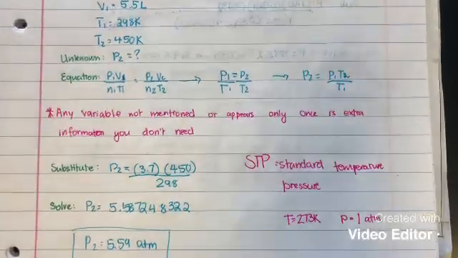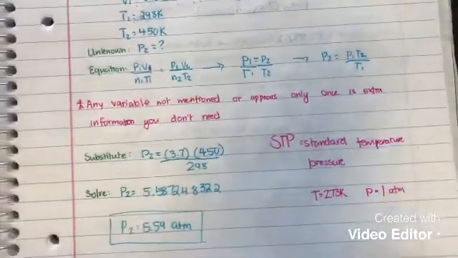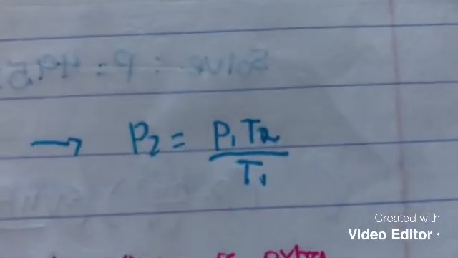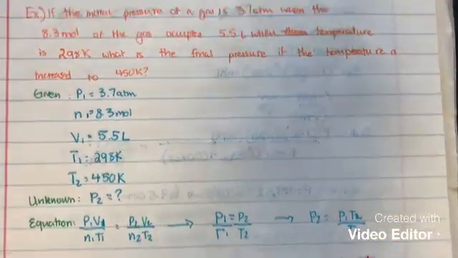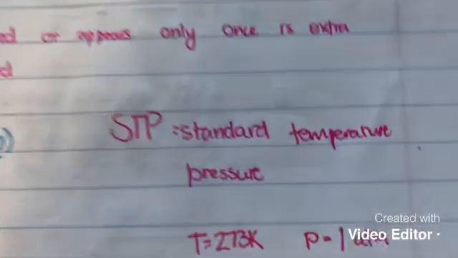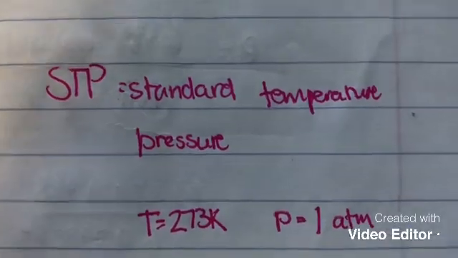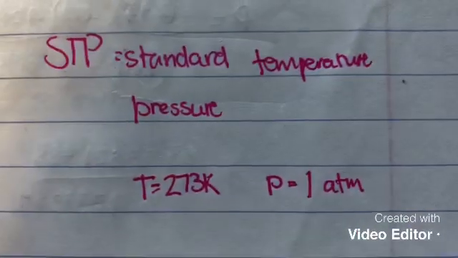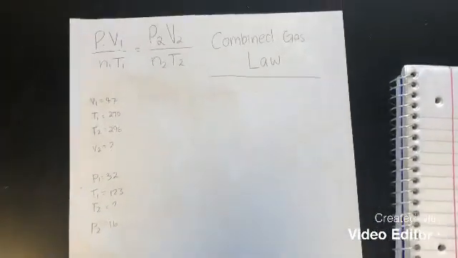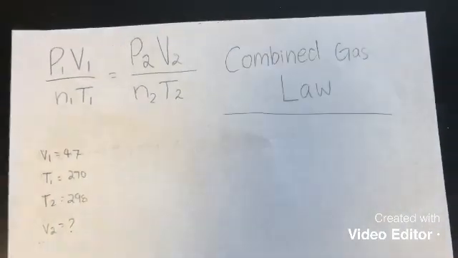So any variable that's not mentioned or appears only once is extra information. So basically all it's saying is that you can notice that some of the variables aren't actually shown here. And that's because those variables are only shown once in the example. So keep that in mind. And in standard temperature and pressure, the temperature is always going to be 273 Kelvin. That's always.